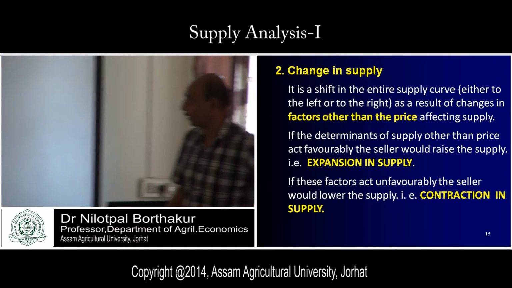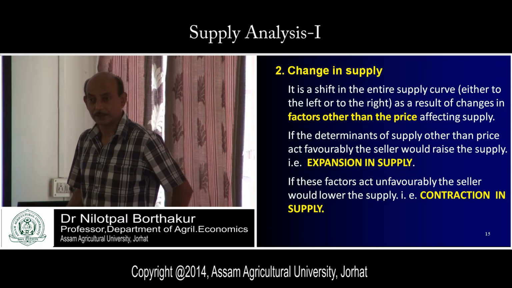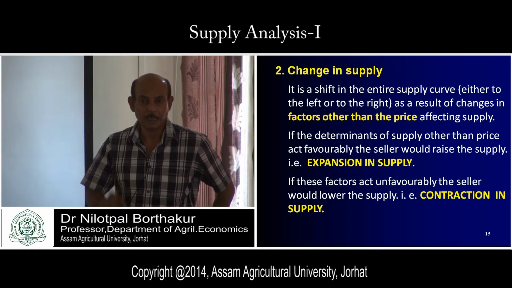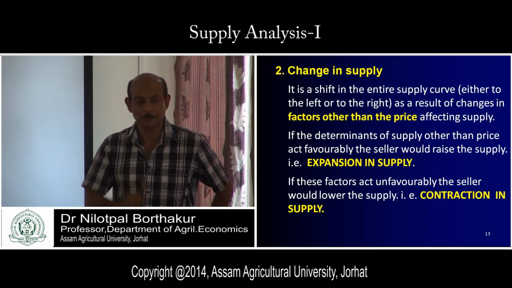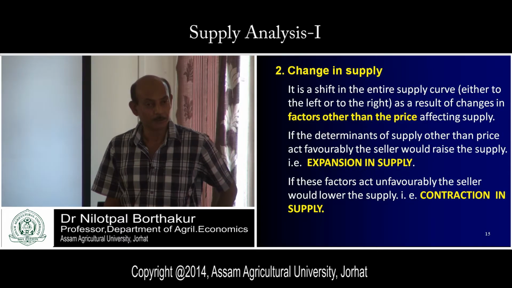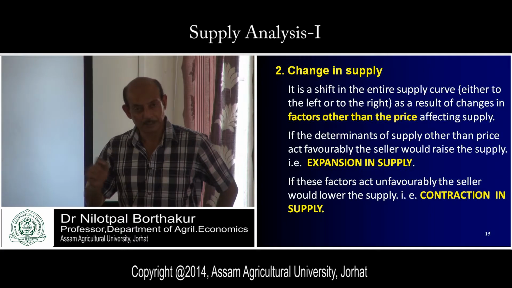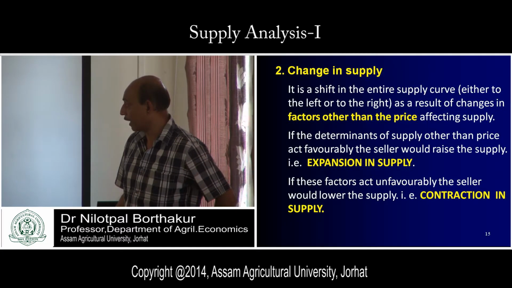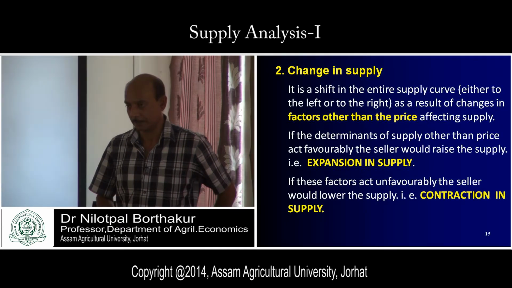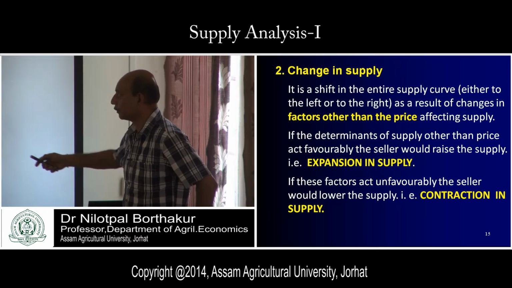Now these two situations, expansion in supply and contraction in supply, can be expressed only by a new supply curve, either to the right or to the left of the original one. In case of expansion in supply, we find a new supply curve to the right of the original one. But in case of contraction in supply, we find a new supply curve to the left of the original one. This is how the supply curve moves.